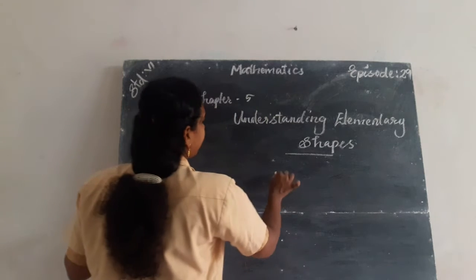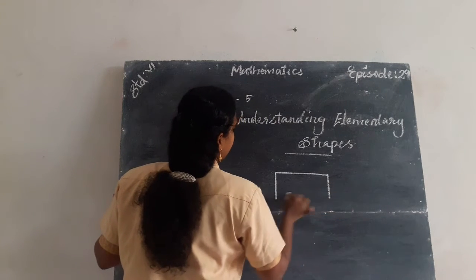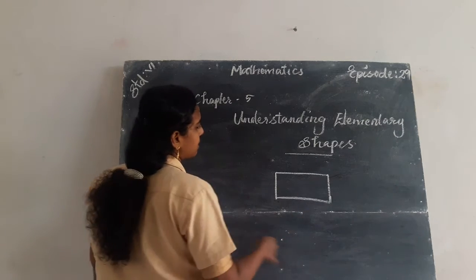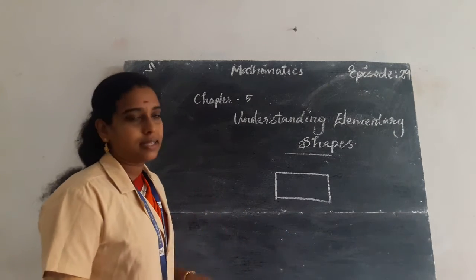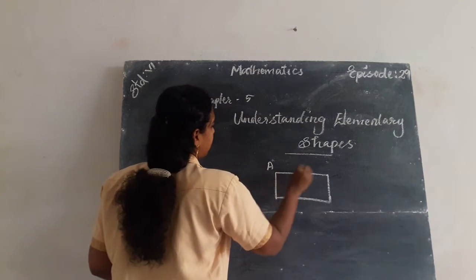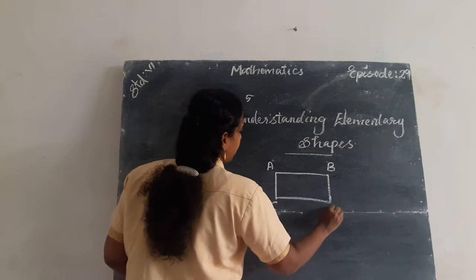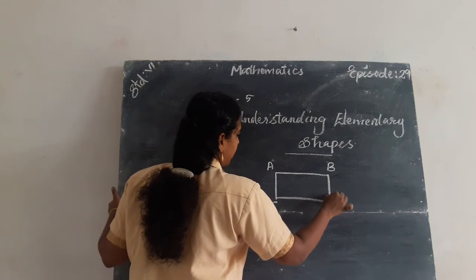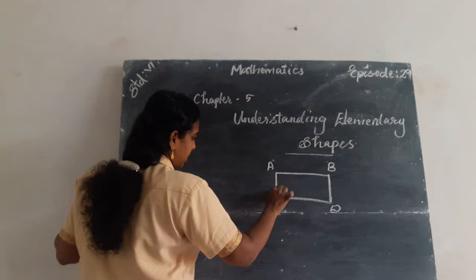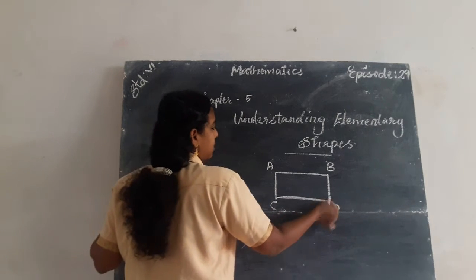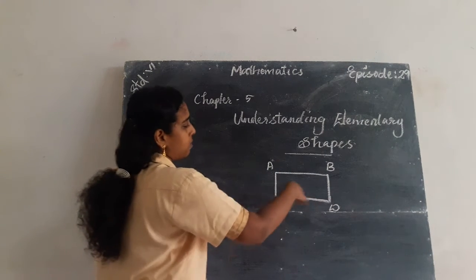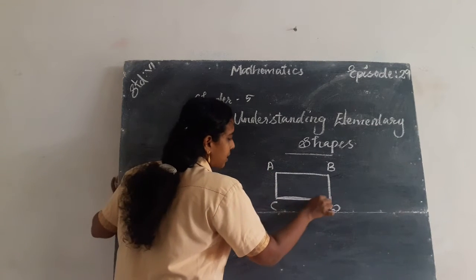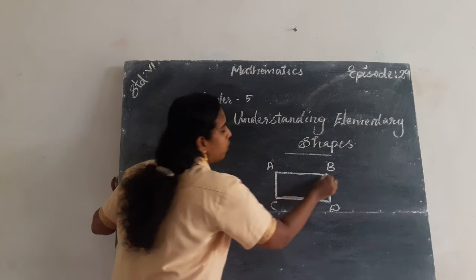For example, a rectangle is made up entirely with line segments, so it is a type of polygon, which means that all the sides are made up of line segments. Here we name the rectangle as A, B, C and D. Then AB is one side, and AC and CD are other sides. So these are the four sides of the rectangle, and all sides are made up entirely with line segments. Then it is a type of polygon.